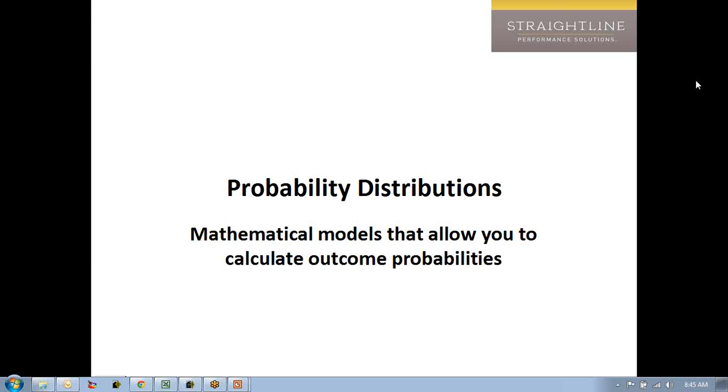We, as black belts, are often confronted with things where we're looking for what, in calculus, Sir Isaac Newton would have said is the area under the curve.